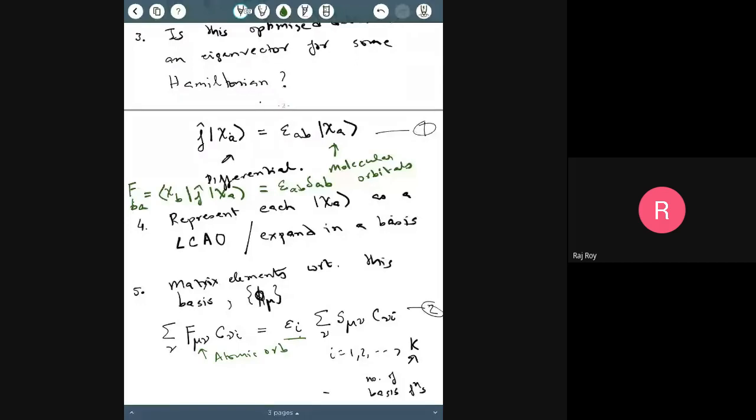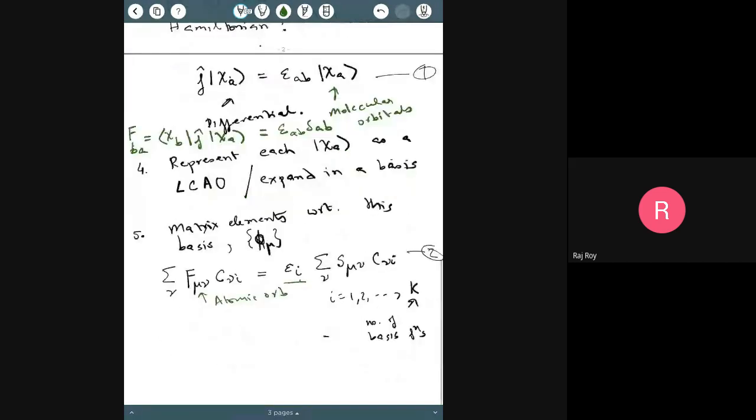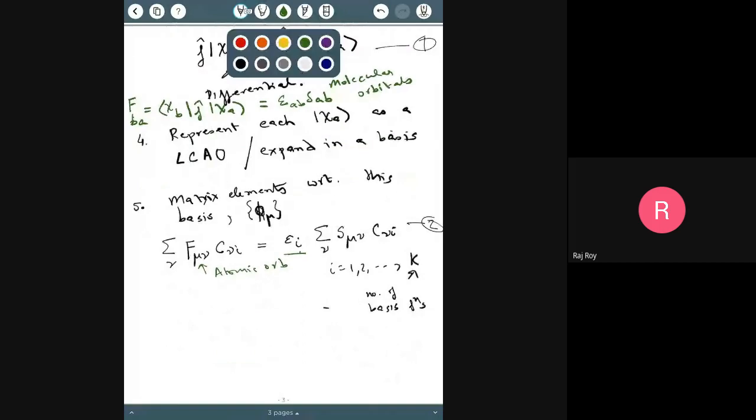But the energies of these atomic orbitals per se don't appear in any equation. In this equation, the energies are always of the molecular orbital. So that is one thing I wanted to clarify today. Sometimes you will see F BA called the Fock matrix, and sometimes F mu nu is called the Fock matrix. You always have to be careful about which Fock matrix is being talked about.